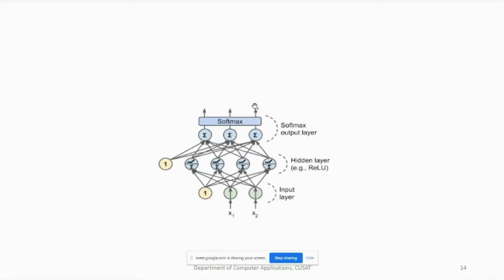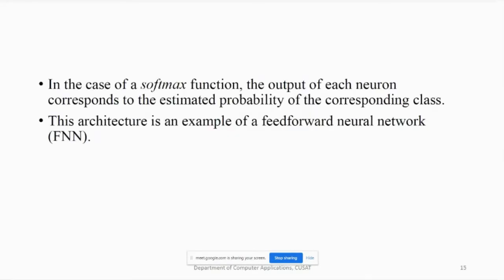For example, this is 0.8 and this is 0.1 and this is 0.1. Then since the first probability is high, this particular input is mapped onto the first class. And that type of processing is actually happening inside the multi-layer perceptron or inside the deep neural network. And in the case of a softmax function, the output of each neuron corresponds to the estimated probability of the corresponding class, as I said earlier.